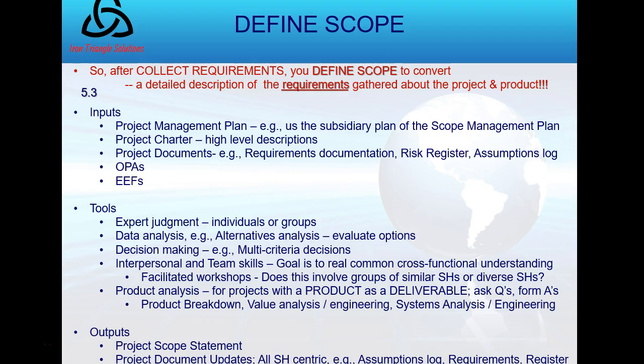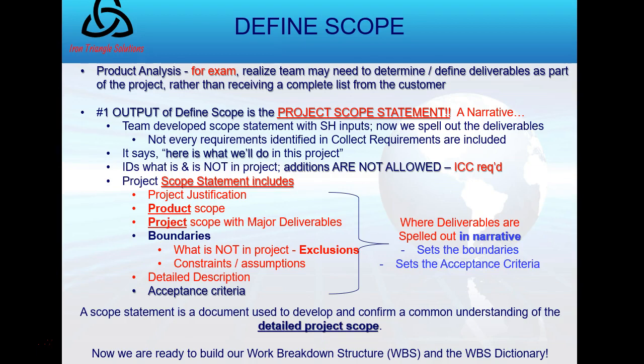I want detailed scope description. I can progressively elaborate them, and my deliverables should be unique and verifiable. My acceptance criteria should be something that people agree to, and again, listing project exclusions. On page 155 of the PMBOK guide, it shows you the elements of a project charter and project scope statement and the various differences between the two. Okay, there we go.